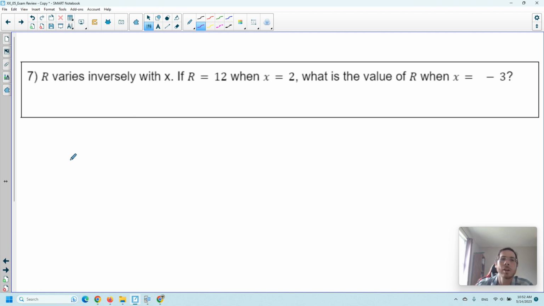For number 7, R varies inversely with X. So right away, I'm going to write down the inverse equation, Rx equals K.